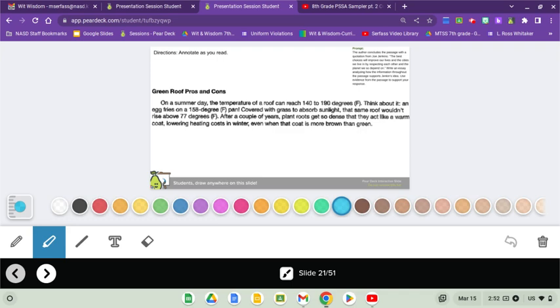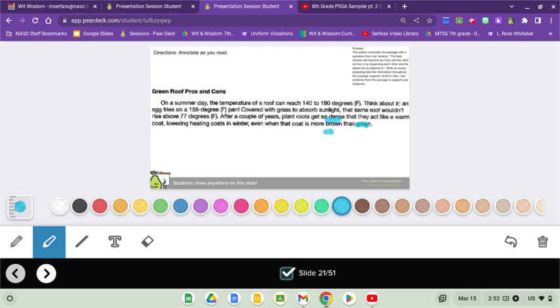On a summer day, the temperature of a roof can reach 140 to 190 degrees Fahrenheit. Think about it. An egg fries on a 158-degree pan. Covered with grass to absorb sunlight, the same roof wouldn't rise above 77 degrees. After a couple of years, plant roofs get so dense that they act like a warm coat, lowering heating costs in the winter, even when that coat is more brown than green.